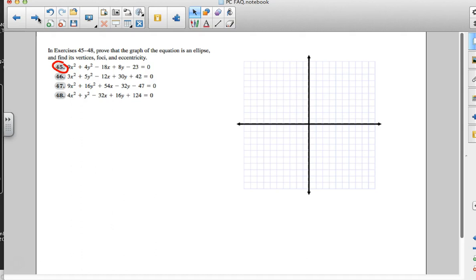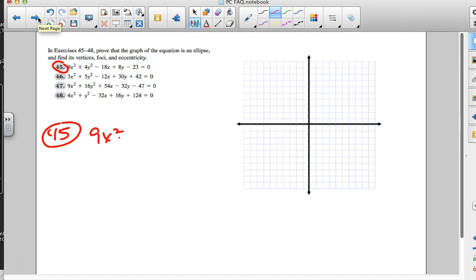So for 45, what you should notice is, hey, that is not my standard form ellipse that I had in section 8.2, and that's where this came from. So if that's the case, what I have to do is get my x terms together so that I'll be able to complete the square and get this to look like it should look. I need to get my y terms together.